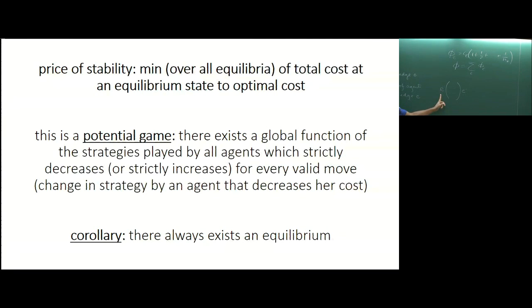So what was the cost that the agent was paying on edge E? Exactly, so the agent was paying a cost of C_E divided by N_E on edge E. So this cost gets subtracted from the agent's overall cost, because the agent has now moved out of edge E. When an agent moves into edge E prime, what's the additional cost that the agent pays on edge E prime? So C_E prime divided by N_E prime plus 1, because the agent has now moved in here.